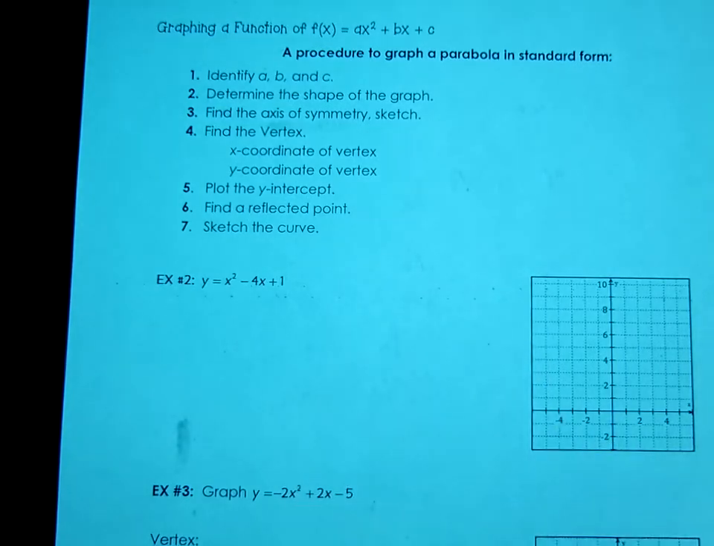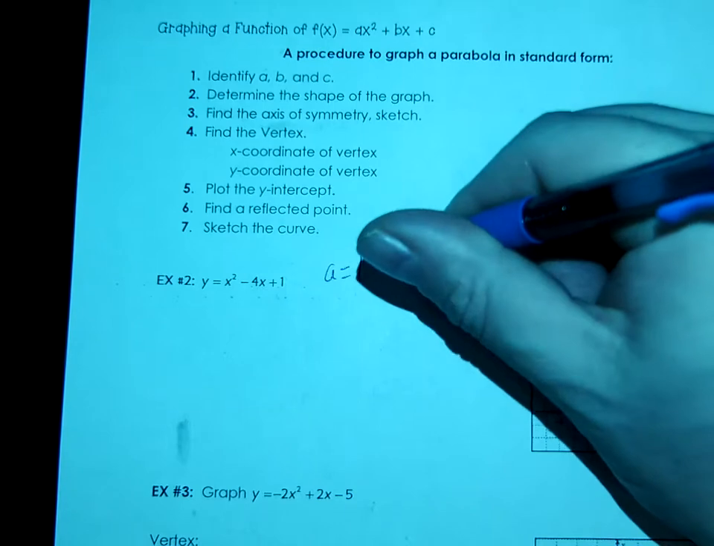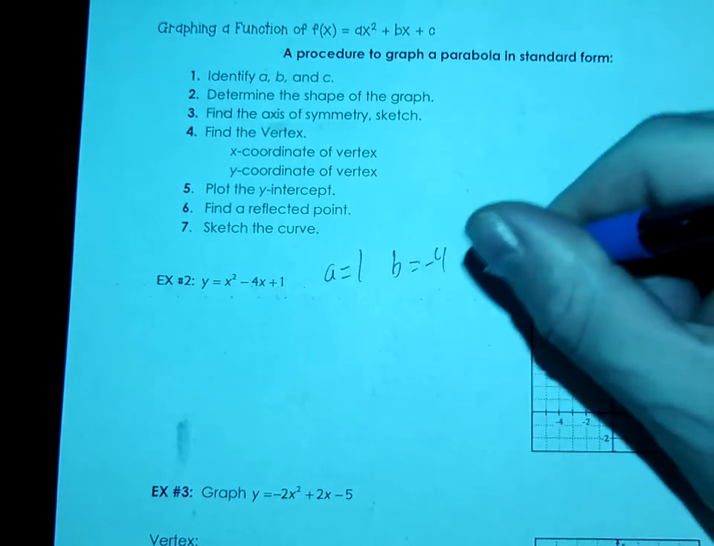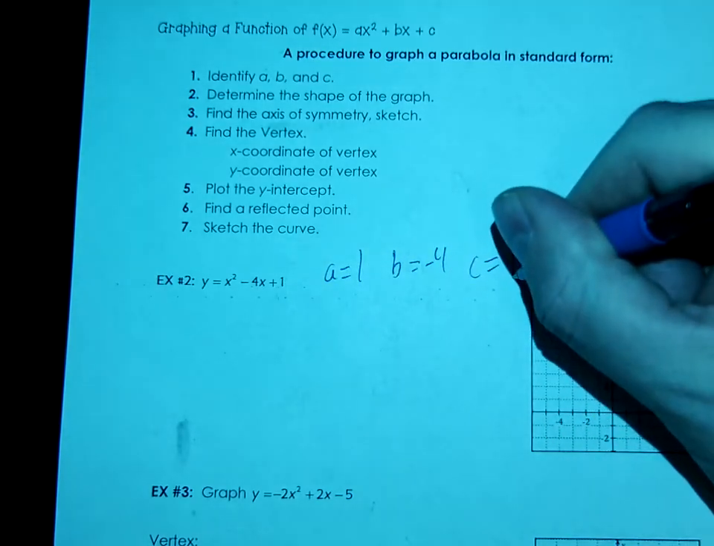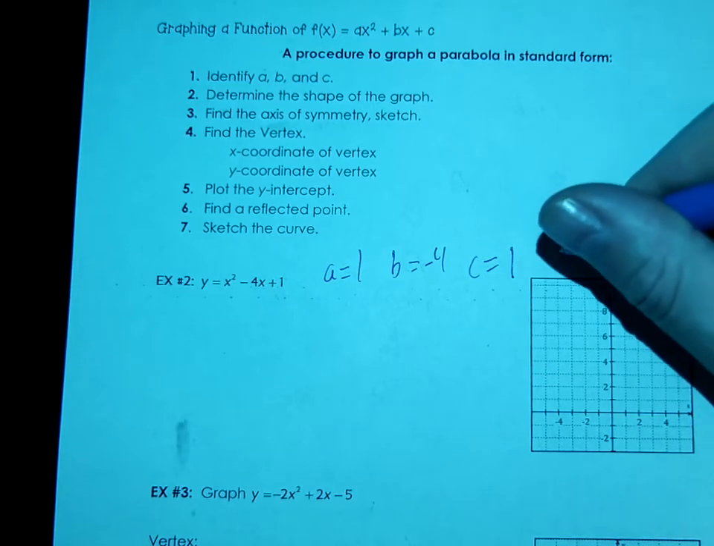So to graph one of these by hand, I'll start off by saying in this case A is 1, B is -4, and then C is also 1. This one's going to point upwards, so I'm going to keep in mind that this points up.